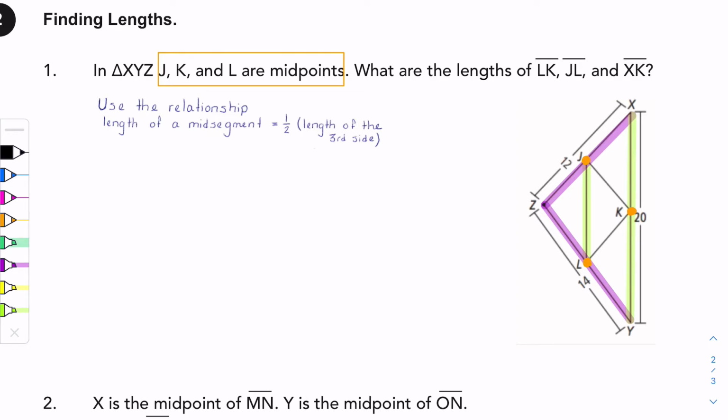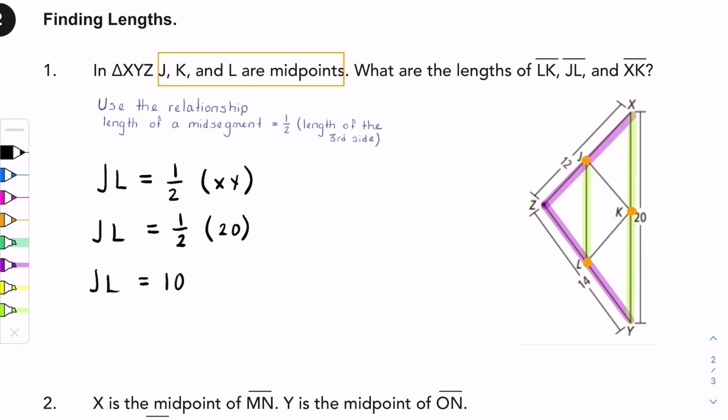If we start with segment JL, JL is the midsegment and it is half the length of XY. XY is the length of 20. So when I substitute in these values, I have 1/2 times 20, which is 10. The length of JL is 10. Of course, you could do that in your head, I think. 20 divided by 2 is 10.